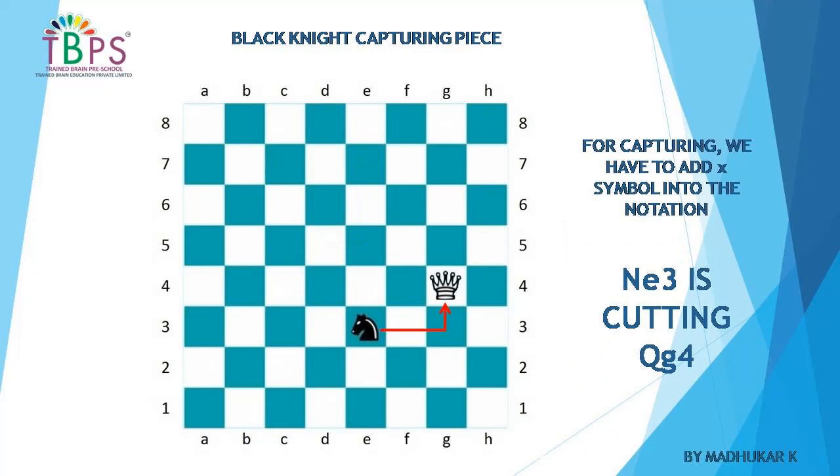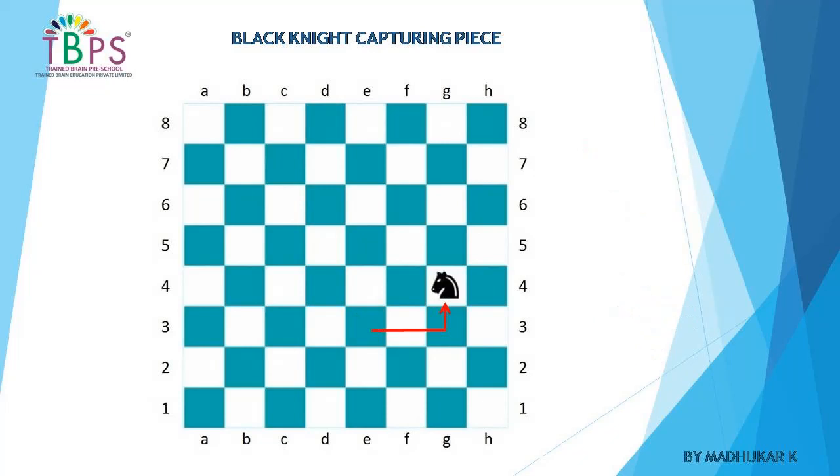In this example, we see a black knight placed in e3, that is Ne3, and a white queen placed in g4, that is Qg4. Here, the knight can capture the queen. So what do we have to write for the notation of this knight capturing the queen? The notation for this move is N x Qg4, that is N cut Qg4, or you can simply write it as N x Q, since there is no ambiguity in this move.